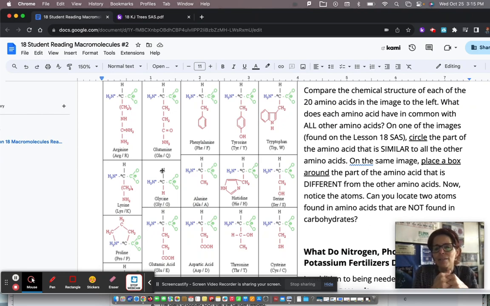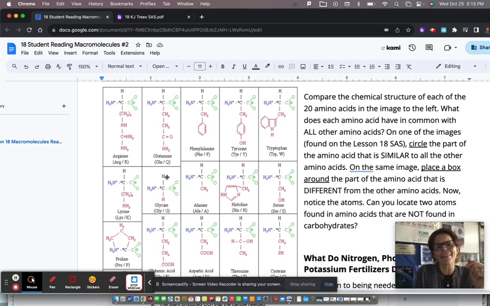Now notice the atoms. Can you locate 2 atoms found in amino acids that are not found in carbohydrates? All right, let's take a look, because these are so intimidating. I can't see anything in that, KJ. I don't know anything about molecules. Well, you do. You've done the model building lab.